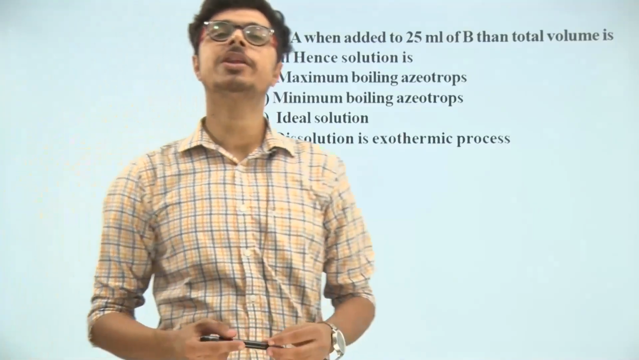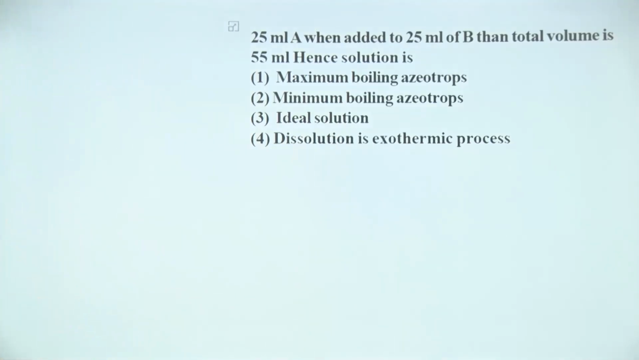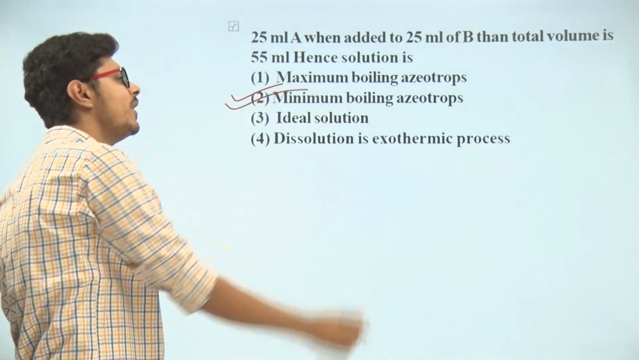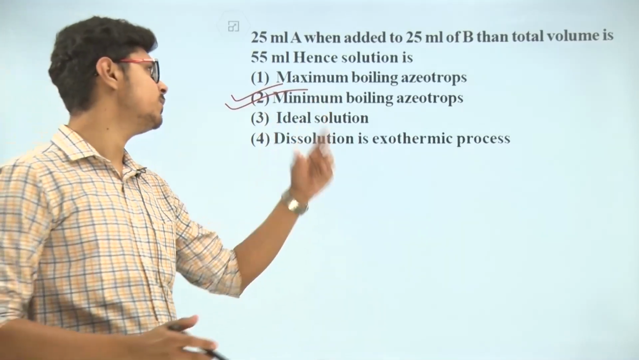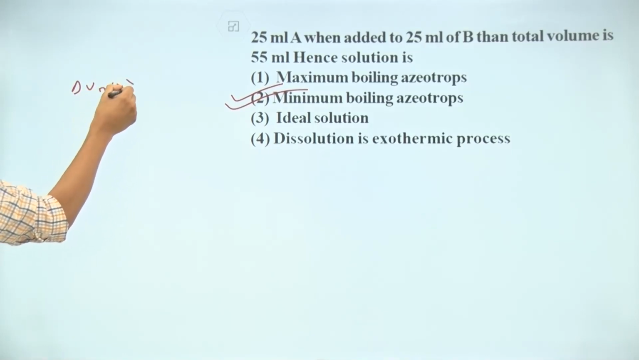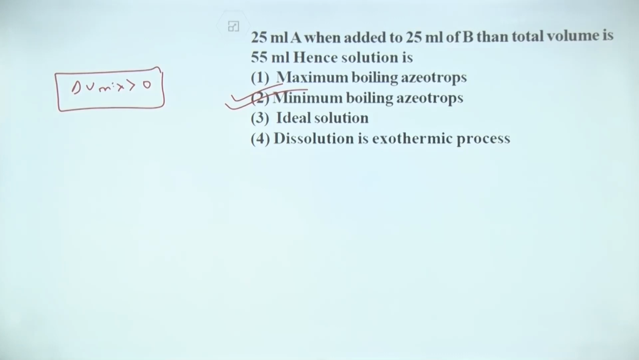Okay, students, coming to the next question. Our next question is, 25 ml A when added to 25 ml B, then the total volume is 55 ml. Hence the solution is, our correct option will be option number 2, that is minimum boiling azeotrope. How? Here you will see that delta V mixing is greater than 0.